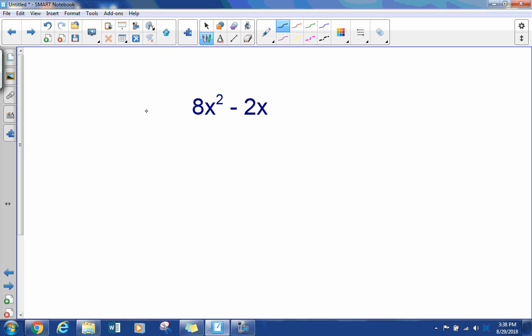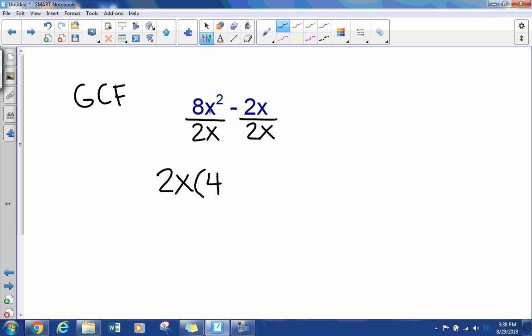All right, next example. Again, I always want to check for a GCF first. I look at the numbers and I see 8 and 2. Well, 2 can obviously come out of itself, and 2 can also come out of 8. I also have a common factor of x that can come out of both of them. And so 2x is what I have factored out in front of the parentheses, and left behind I would have 8 divided by 2, which gives me 4, and x squared divided by x leaves me with 4x.